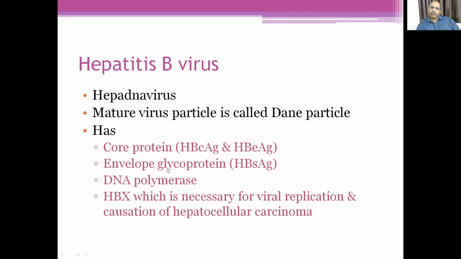Hepatitis B envelope antigen, and the envelope glycoprotein shows the hepatitis B surface antigen. There is also the DNA polymerase enzyme, which helps in the replication of the virus, and then HBx, which is also necessary for viral replication. The HBx gene is one of the causes for progression of hepatitis B infection into hepatocellular carcinoma. So this can come as a PG entrance question for you.